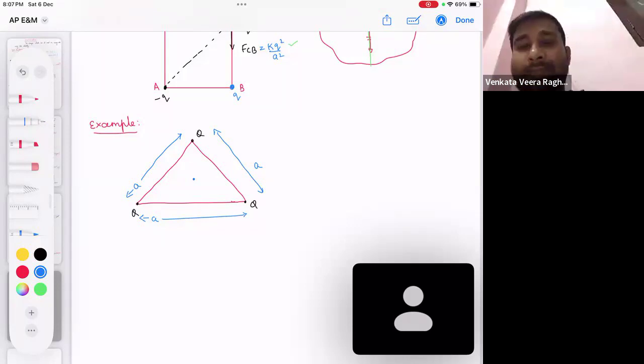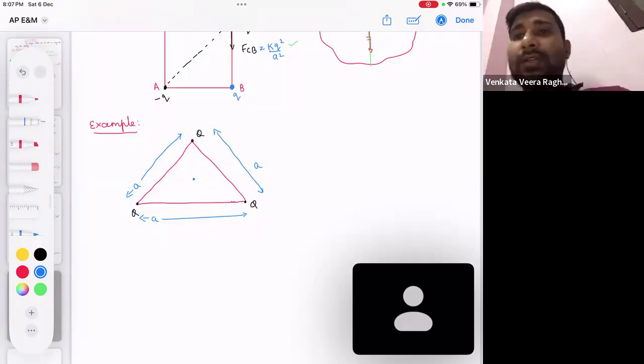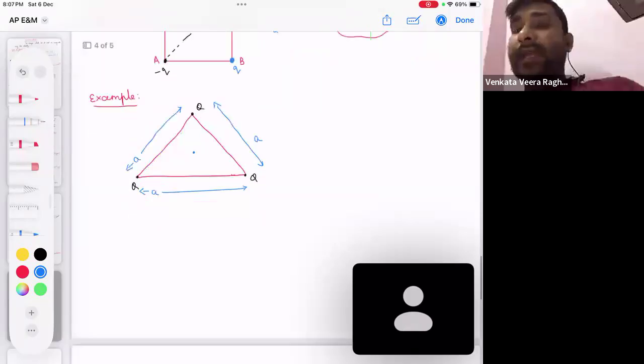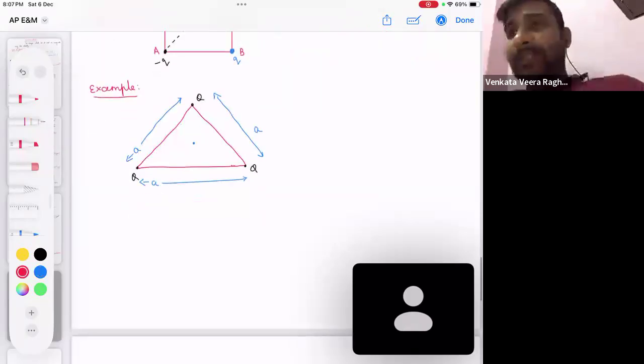Yes, sir. So the question says that at the three vertices of an equilateral triangle, 3 point charges are kept. So what should be the fourth charge? How much should its value be? And what should be the nature of that fourth charge so that the net force acting on the corner particle is zero? Find the magnitude and nature, both things we have to find out.